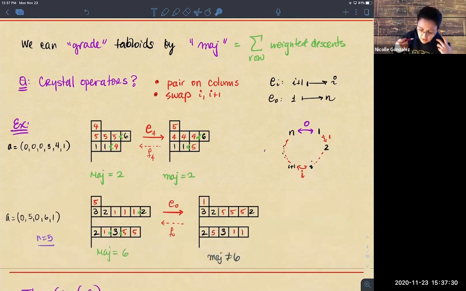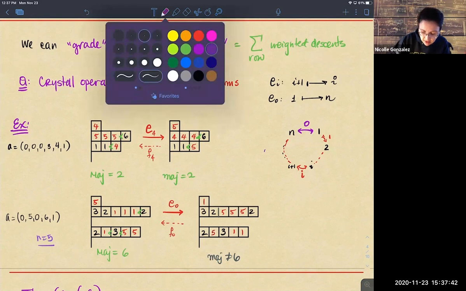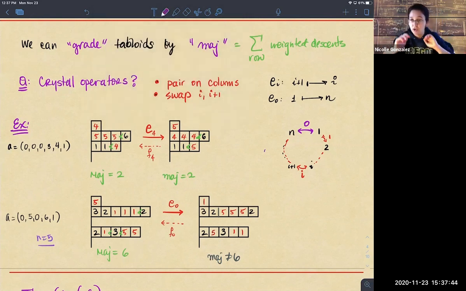Good. So in order to define a crystal, we need to define operators, right? We have the vertex set. And the way that we define these crystal operators is we basically did the following. So it's a bit more complicated than for semi-standard Young tableaux, right? You're not just going to change one entry, you're going to change consecutive rows, and you're not just going to flip one i to an i plus 1, you're going to flip i's to i plus 1s and i plus 1s to i. So you're going to do a double flip at each step.